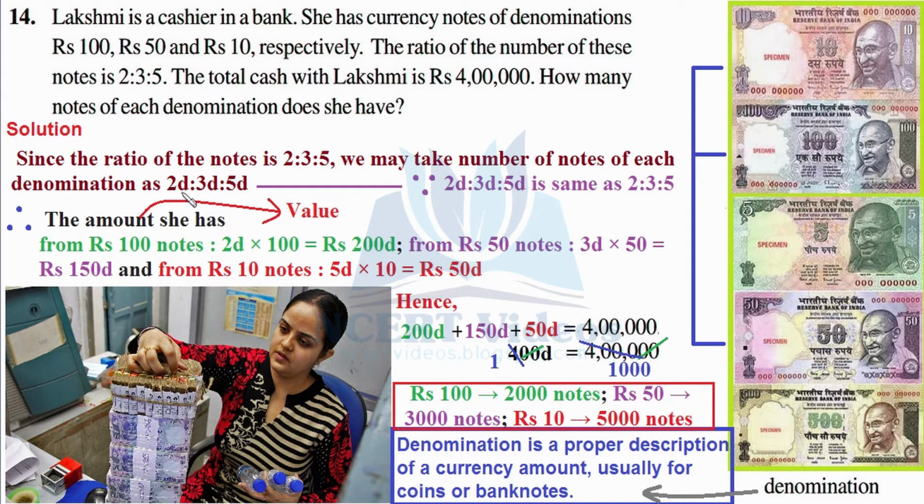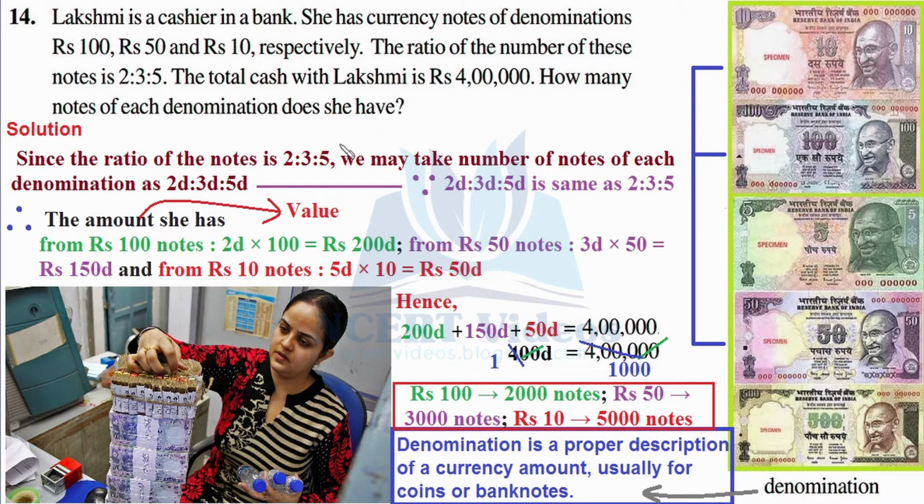So what does 2D signify? It signifies the total number of notes of denomination 100, 3D signifies the total number of currency notes of value 50, and 5D signifies the total number of notes of denomination 10. When we read the second line, that is the total cash with Lakshmi is rupees 4 lakh, here is another piece of information. That is, if we add all these notes, their value is equal to 4 lakh. So if we add 2D plus 3D plus 5D, it will be equal to 4 lakh.